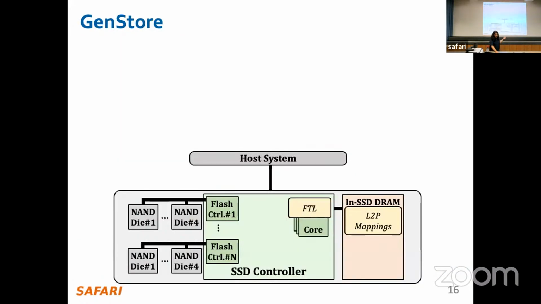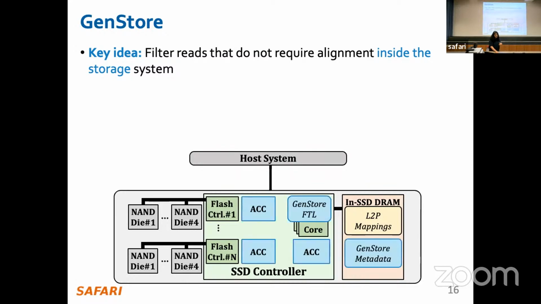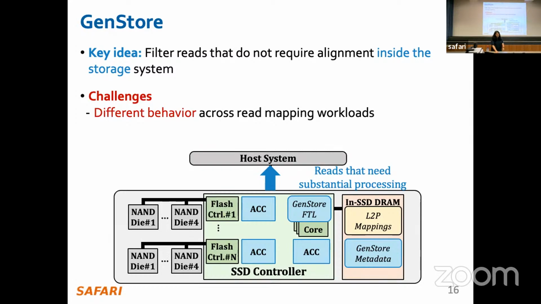To this end, we propose GenStore, which is the first in-storage processing system for genome sequence analysis. Our key idea is to filter reads that do not require alignment inside the storage system and send the reads that do not get filtered, and need substantial processing, to the host system for further analysis. And that can be anything, right? That can be a normal CPU or a GPU, or an accelerator. So it can be integrated with various read mapping systems and augment their benefits. As we discussed, there are two challenges: different behavior across read mapping workloads and limited hardware resources in the SSD. We will dive into these in more detail.